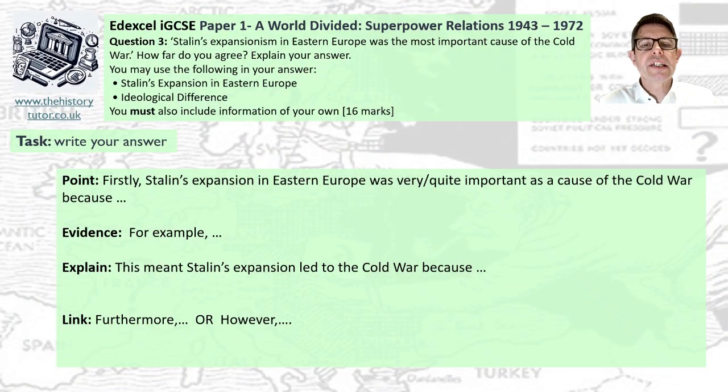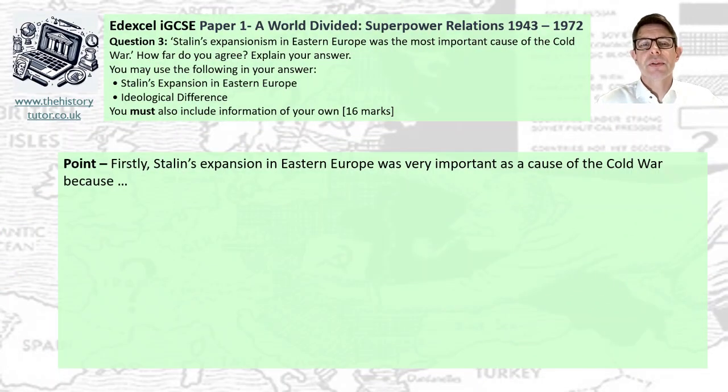So here is a nice writing frame to follow. We've got a nice PEEL style. So we're going to say, firstly, Stalin's expansion of Europe was quite or very important as a cause of the Cold War because we're going to make our point of argument about why it caused things, give some evidence to back that up, then we're going to explain this meant Stalin's expansion led to Cold War tensions because, and explain. Then we're going to have an evaluative link. So if we think it's really important, we're going to give a furthermore about some further impact. Or if we think it's less important, we could give a weakness and say a however. So we're setting up our argument and building our opinion and conclusion throughout the answer.